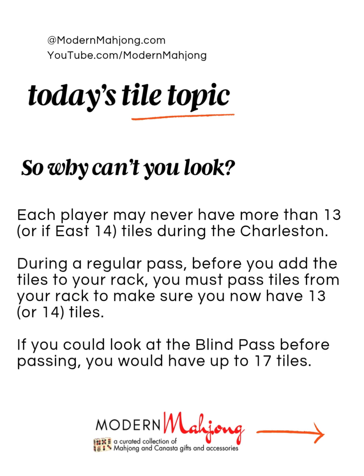So why can't you look? Each player may never have more than 13 or at least 14 tiles during the Charleston. During a regular pass, before you add tiles to your rack, you must take tiles out of your rack to make sure you only have 13 or 14 once you add them. If you could look at a blind pass before passing, you'd have up to 17 tiles.